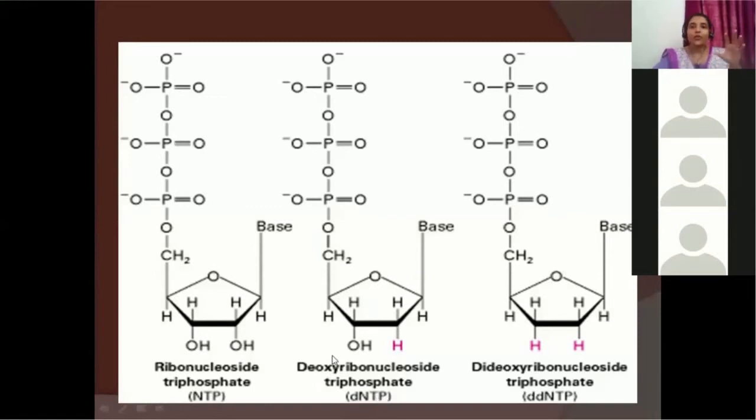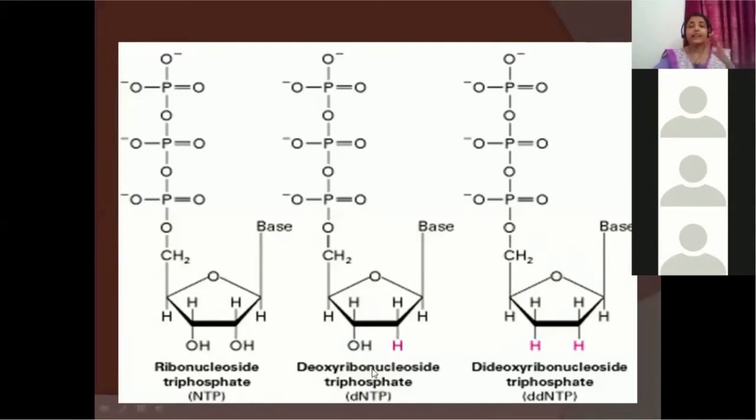And what if you remove the hydroxyl group from the 3' carbon and replace it with a hydrogen? Then two oxygens are removed. Two is di, right? So it is a dideoxyribonucleoside triphosphate, which we represent by ddNTP. So you have NTP with the normal hydroxyl groups, and you have dNTP, which is deoxyribonucleoside triphosphate.